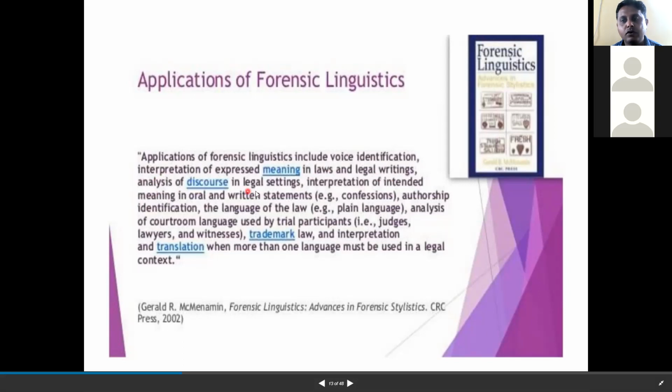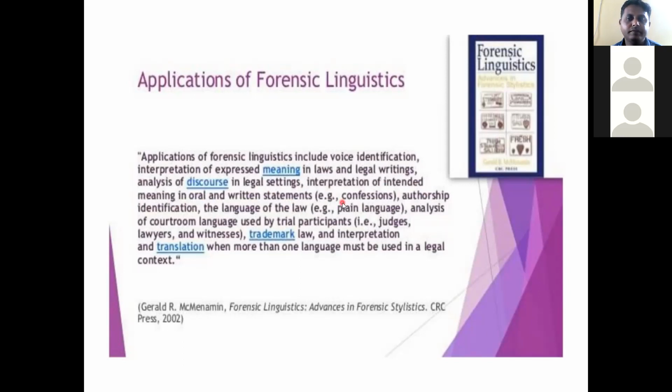Forensic linguistics clarifies each and everything related to law and legal writings. Right? Analysis of discourse in legal settings. Interpretation of intended meaning, means exact meaning, in oral and written statements. For example, confessions. The confession, this word. So confession in a church is different and confession in court is different. Confession in church is in front of Jesus. Okay, but confession is different in the case of court. Isn't it? See how the same word is used differently, right? Differently in church, differently in court.